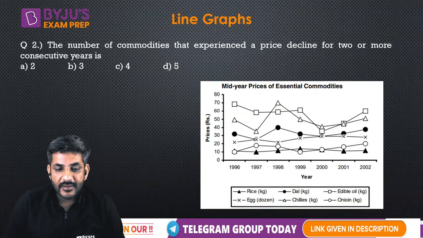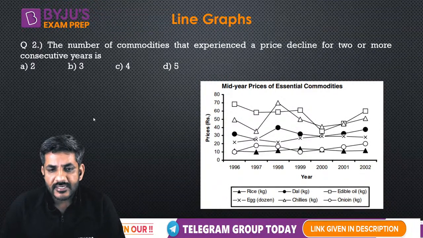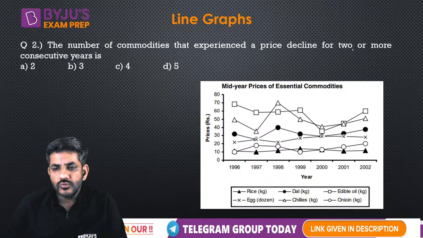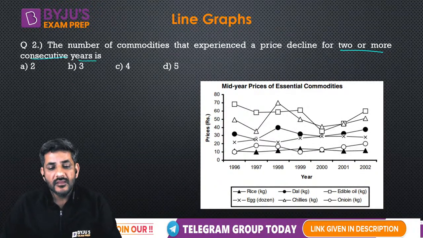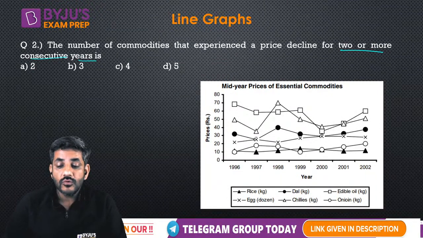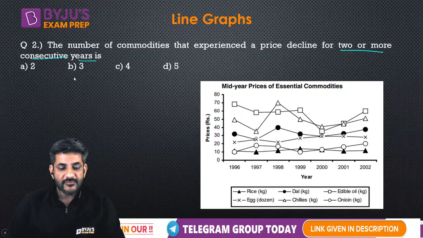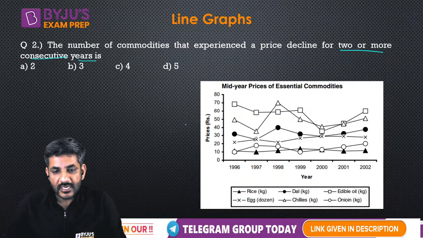Yes, look at the second one. You have the second question in front of you. The number of commodities that experienced a price decline for 2 or more consecutive years. The number of commodities exhibiting a price decline for 2 or more consecutive years. Okay, let's have a look at this again.